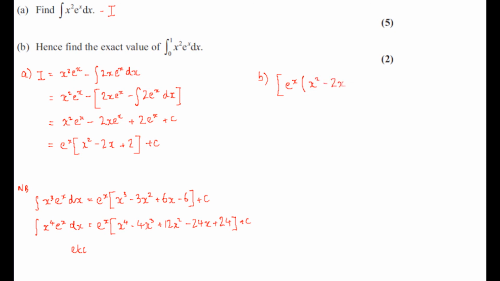Part B, the definite integral now, put the limits in. So there's our format. Substitute 1 in this part, and we get e to the 1, which is just going to be e, times 1 squared, take away 2 ones, plus 2, and then take away, substitute 0 in, so 0 for x, e to the 0, that's going to be 1, 0 squared is 0, 2 zeros is 0, and then add 2. If we tidy it up, we get e minus 2, and that's it.